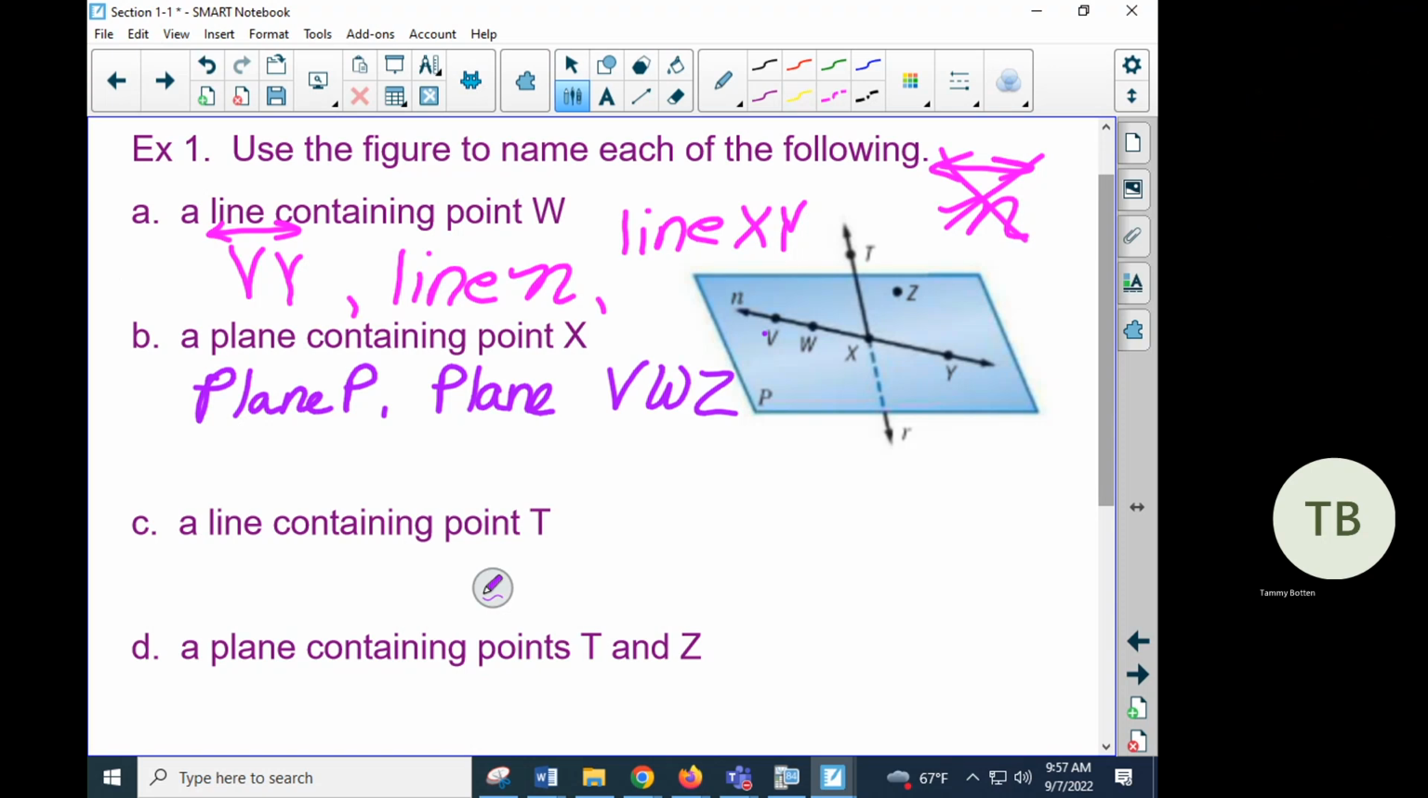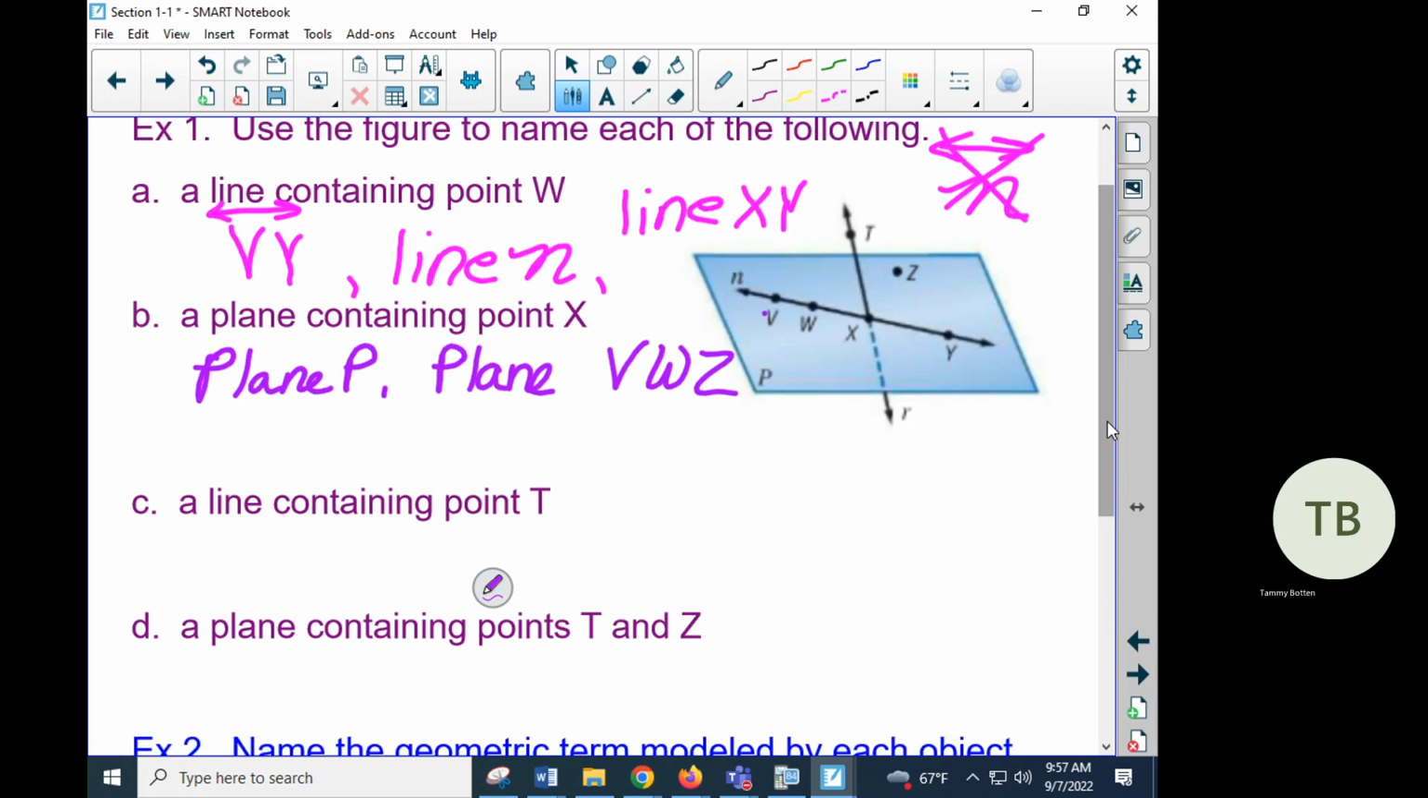Could I name this as plane WXT? No, that would be a plane, even though it's not drawn. Like if I had 2 points here and a point up here, I could slice a plane through that, but it wouldn't be the plane that's drawn.